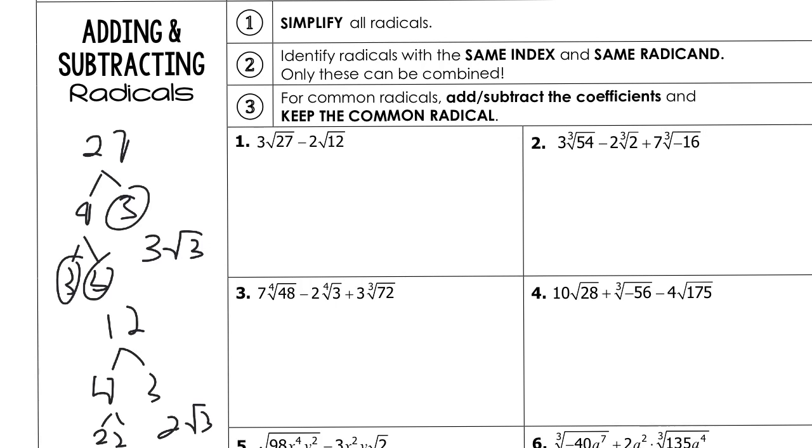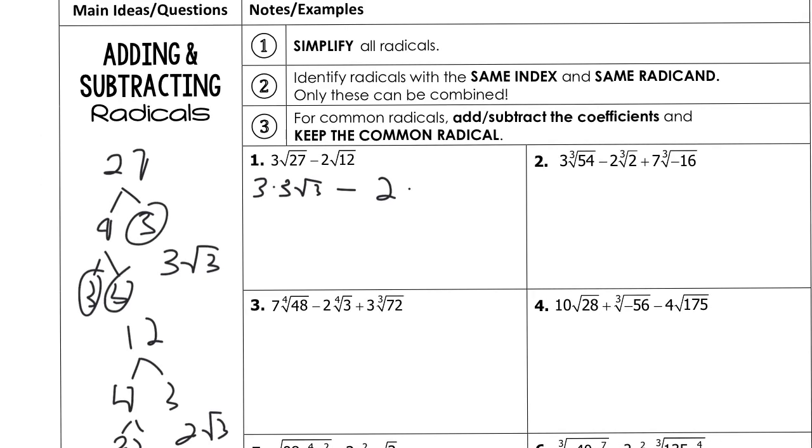So if we plugged these back in over here, we would have 3 times 3 minus 2 times 2 square root 3. I'm sorry, I know my handwriting is terrible on this video. But this turns into 9 square roots of 3 minus 4 square roots of 3. And so that was our first step: simplify all your radicals. Then your second step is identify radicals with the same index and same radicand.